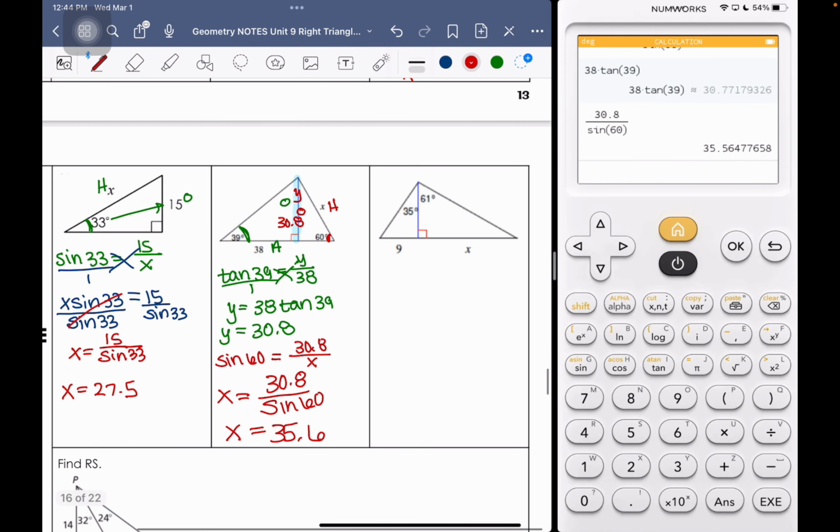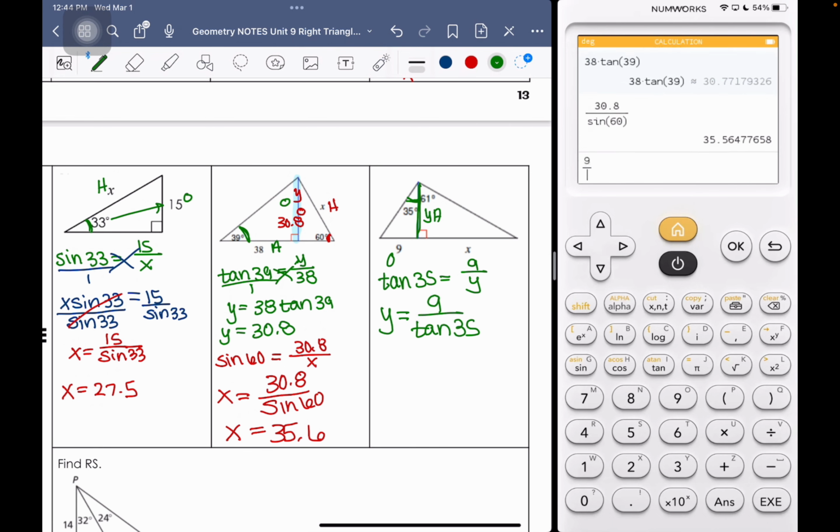Okay, our next one. Again, we define this middle length first before we can find x. So 35 is our reference angle, so 9 is our opposite, and y is our adjacent. So that's tangent, so tangent of 35 is equal to 9 over y. There's that pattern: our variable is on the bottom, so we can flip them. So we get y equal to 9 over tangent of 35. So y is equal to 12.9.